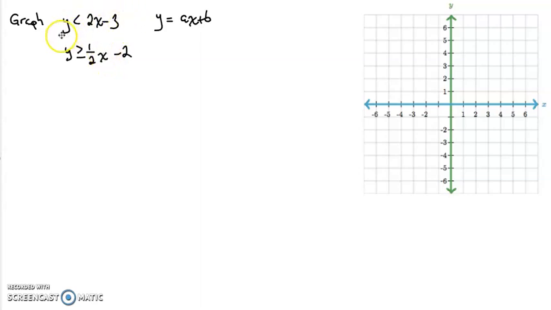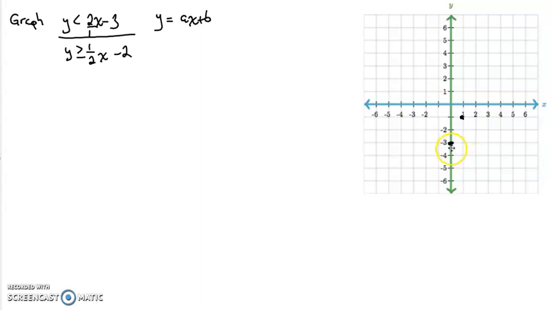So the first line that we're going to graph is this one here. The y is less than 2x minus 3. So our starting point is -3, so we can put a dot there. And our slope is 2. Remember, 2, if we write it as a fraction, is the same thing as 2 over 1. So our rise is 2, and our run is 1. So we'll go up 2 and to the right 1 from our starting point. So from our starting point of -3, we go up 2 and over 1.